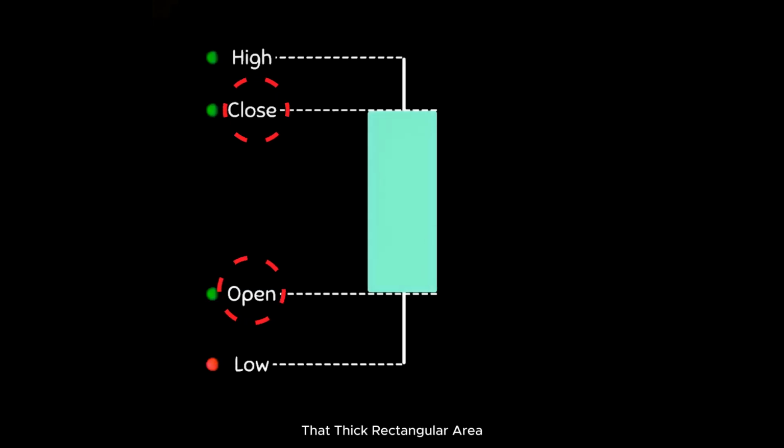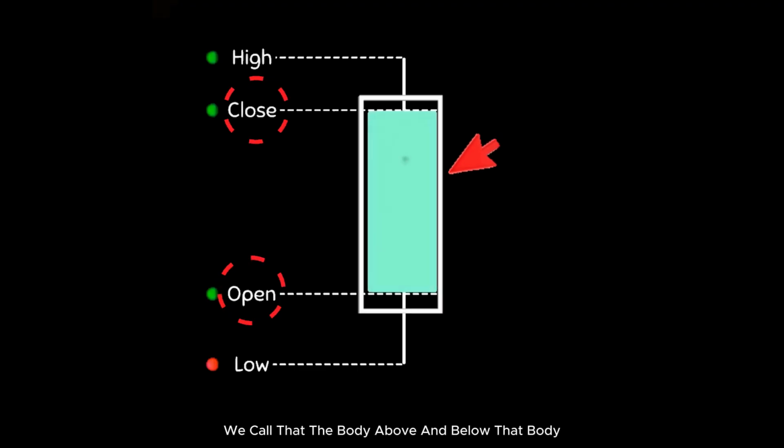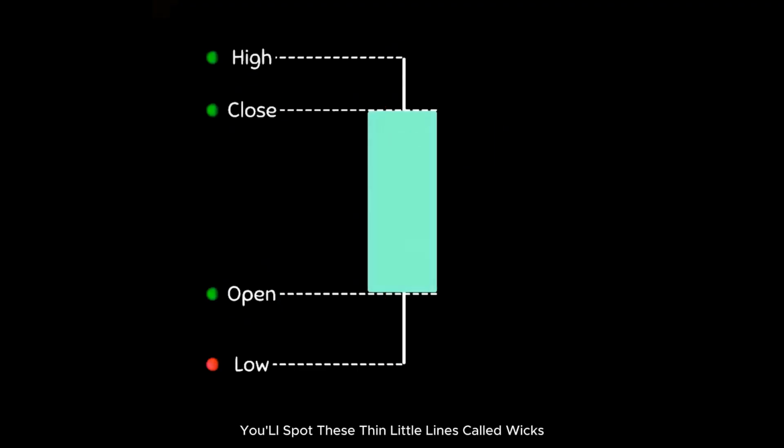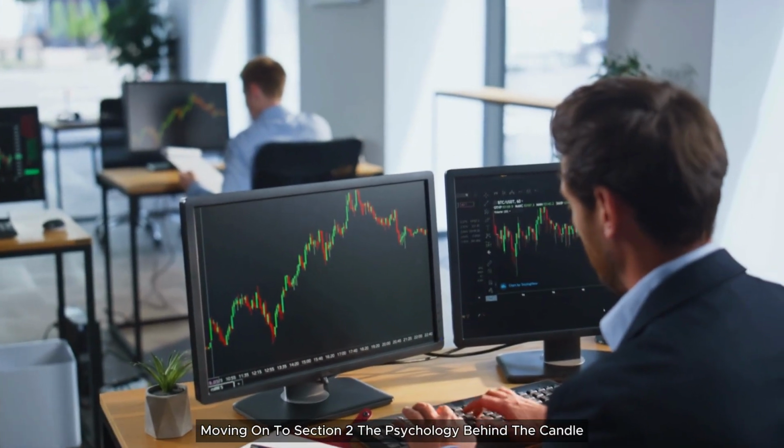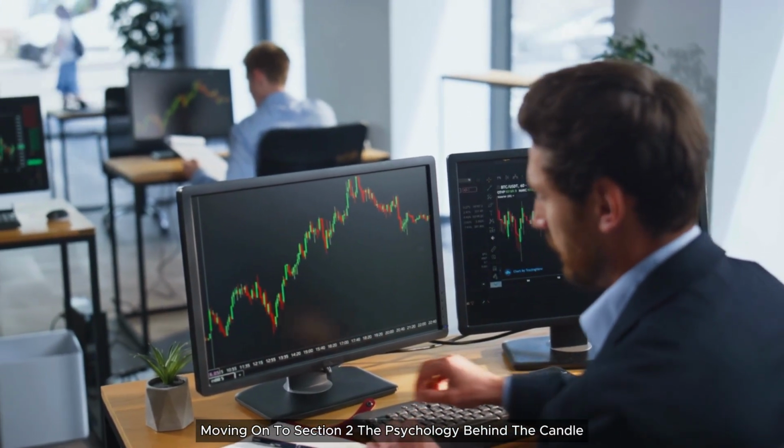That thick rectangular area you see between the open and the close, we call that the body. Above and below that body, you'll spot these thin little lines called wicks or shadows. Pay super close attention to those thin wicks, guys. They are literally the scars of extreme battles left behind by the extreme highs and lows before the price was violently pushed back.